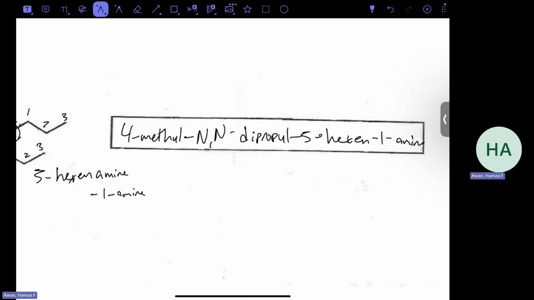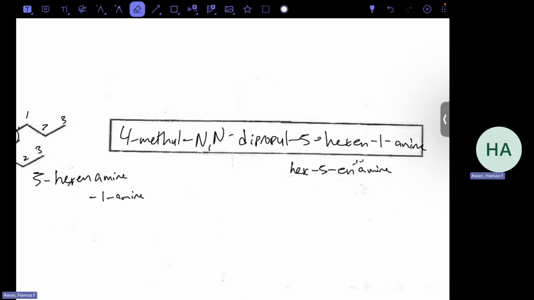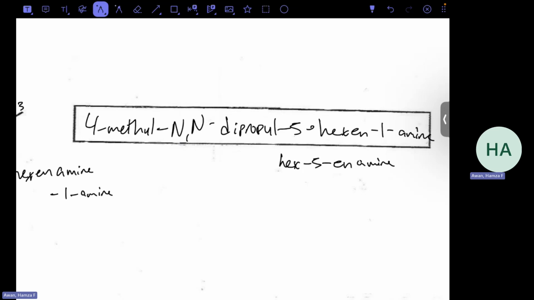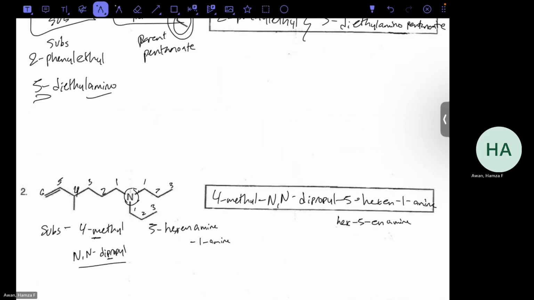And then also you can put dipropyl and then 5-ene-amine. You can put 1 in between there as well, right? So there are a lot of ways that you can write this out. All of them would be correct if you found a different way. They're all good.